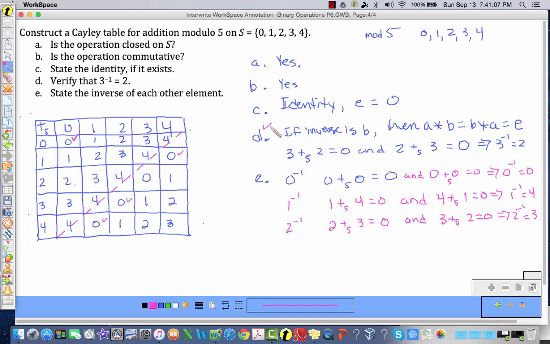We already did 3 for D, so all we have left is 4, but that's just going to work out the same way, isn't it? So we'll go ahead and do it. 4 plus 1 mod 5 is equal to 0. 4 right here, 4 and 1. And 1 plus mod 5, 4 is equal to 0. So that implies that the inverse of 4 is equal to 1.